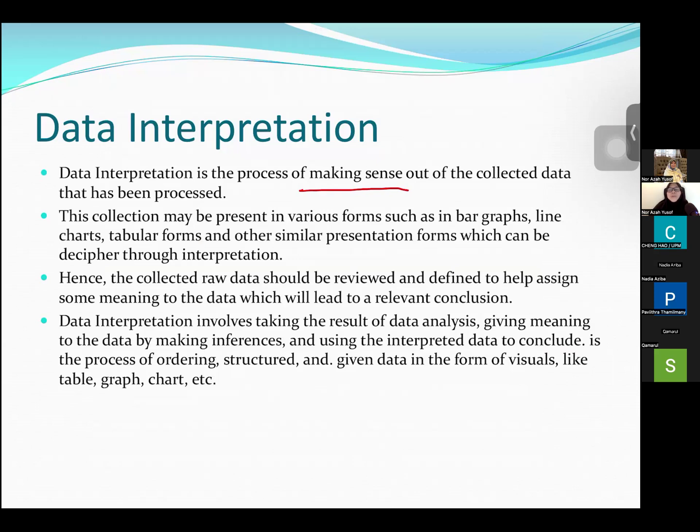Right? So in order to make sense of the data, we usually present it in a bar graph, line charts, or any different types of graphic presentations. Data interpretation involves taking the result, giving meaning to the data, and making inferences. So inference is making a conclusion. Once you get data, you do analysis, you give meaning, and you can draw inference conclusions, right? And based on conclusion, you can take action.